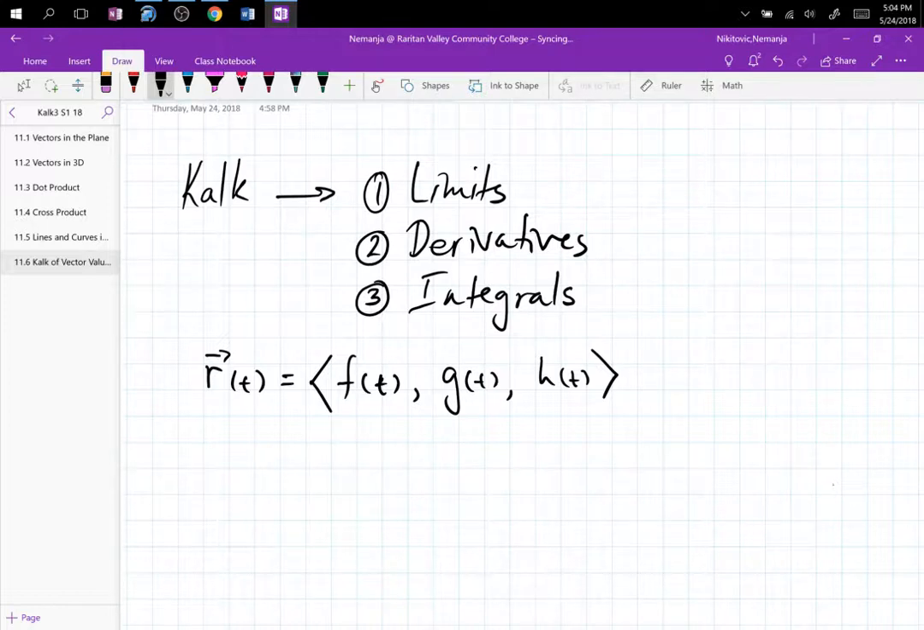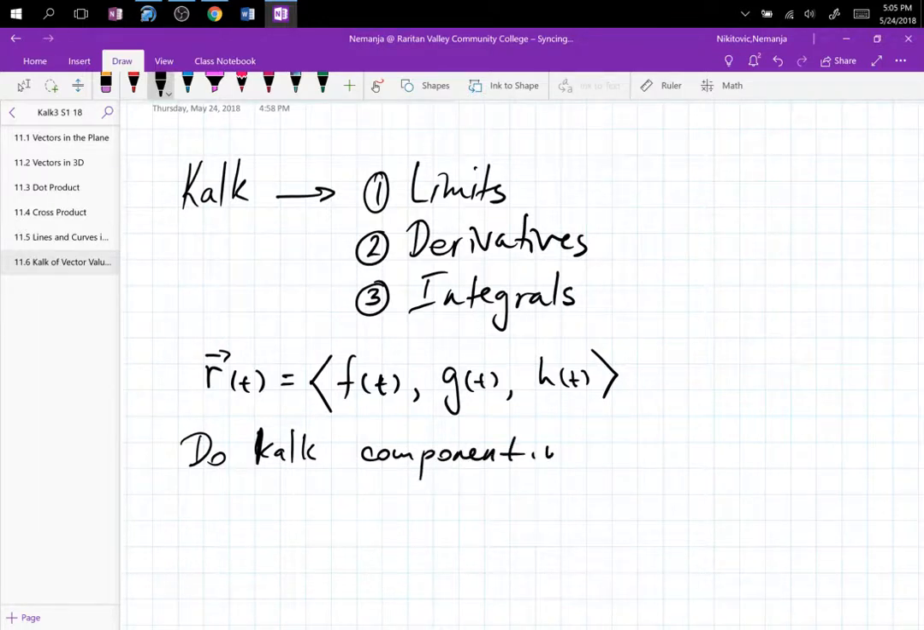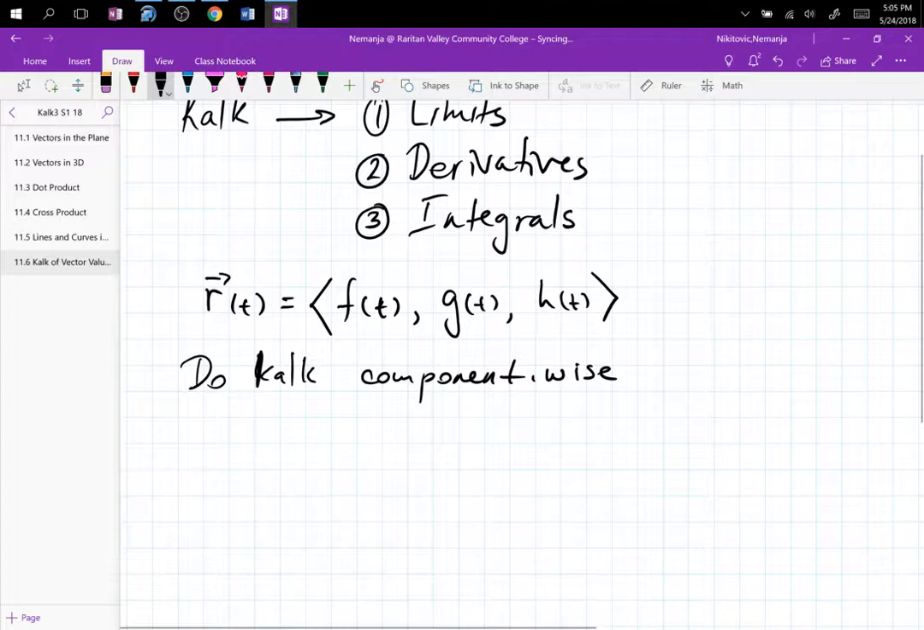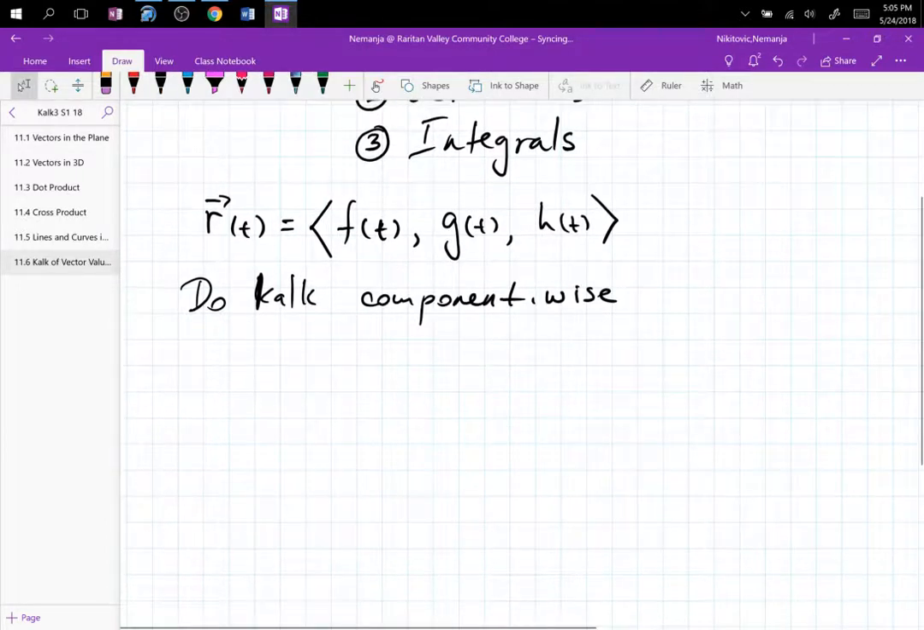So now, how are we going to do calculus here? Well, it's going to be done term-wise. You are going to perform the limit on each one of these functions separately, or the derivative, or the integral. So, do calculus term-wise, or component-wise. And the lecture is over. I know, right? But let's see if we can do an example that would make sense.